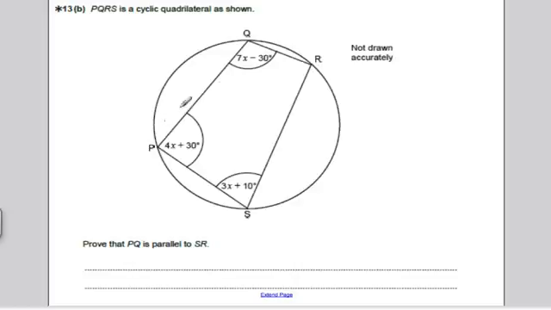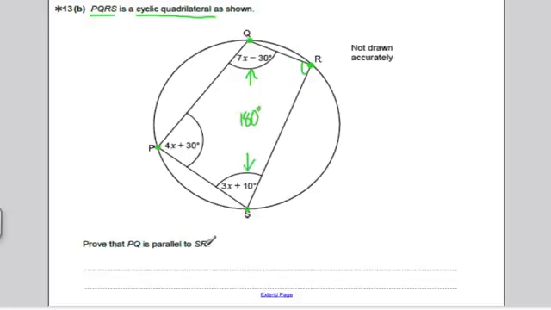Okay, now, it tells us that PQRS is a cyclic quadrilateral. That's a four-sided shape whose corners are on the circumference of a circle. We know a rule for these. We know that opposite angles add to 180. Now, I don't have that angle there, so I can't do anything with it. But I know that one and that one must add to 180.